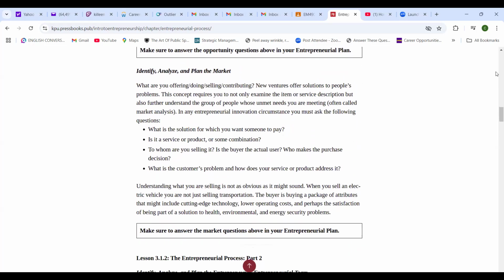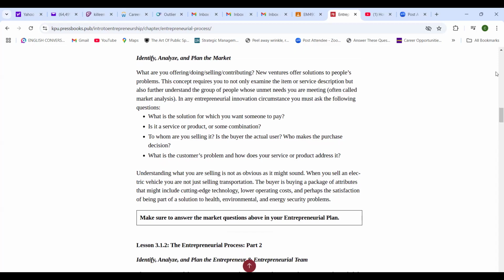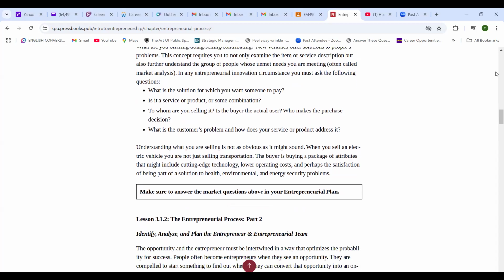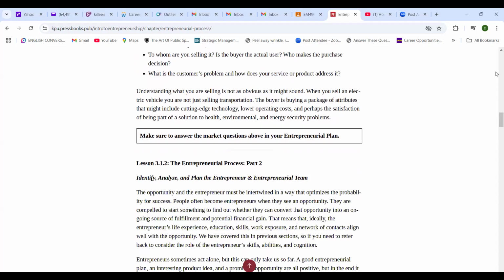What are you offering, doing, selling, contributing? The new ventures offer solutions to people's problems. The concept requires you not only to examine the item or service description, but also to further understand a group of people whose unmet needs you are meeting, often called market analysis. In an entrepreneurial innovation circumstance, you must ask the following questions. What's the solution for which you want someone to pay? Is it a service or a product or some kind of combination? To whom are you selling it? Is the buyer an actual user? Who makes the purchase decision, and what is the customer's problem? And how does your service or product address it?